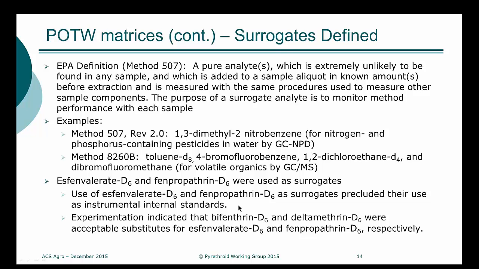So what happened is that it precluded them from being used as an internal standard throughout the study. So we worked on it, and we experimentally determined that the bifenthrin and deltamethrin analogs were acceptable substitutes for these compounds we use as surrogates to be used as internal standards.